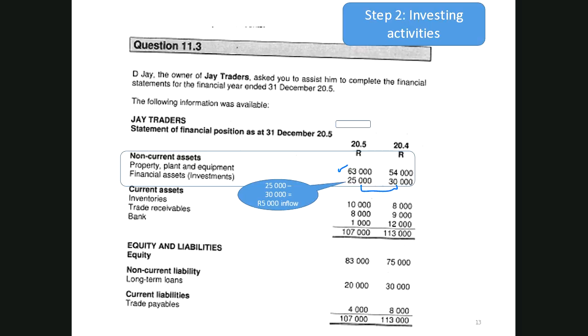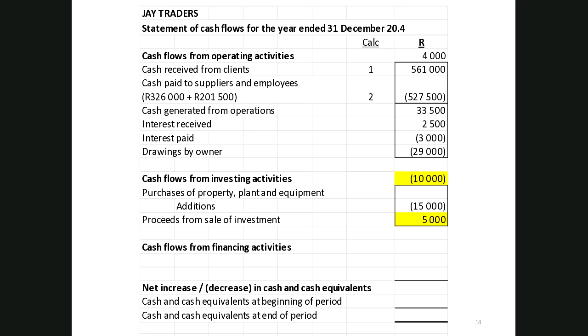If the financial asset increased, it means we've spent more money, and that would be an outflow of cash. But because it decreases, it means we've recovered money. It's an inflow of cash. So under the investing activities section, we showed the additions with a bracket and the proceeds from the sale of investments without a bracket, which means investing activities, we spent a balance of 10,000 Rand. Okay, so that's the investing activities section.